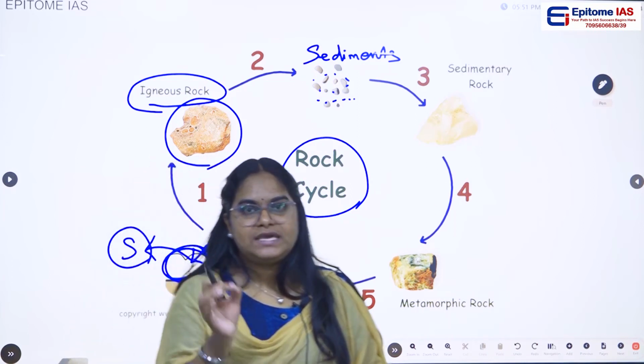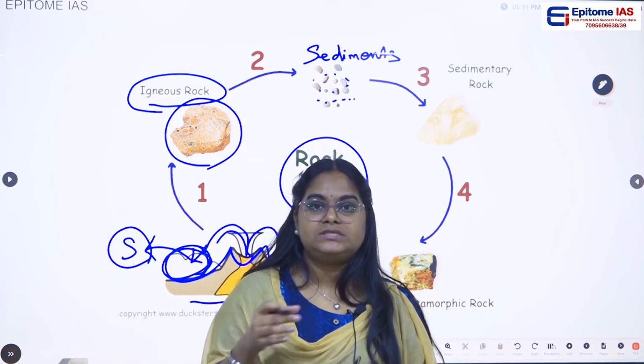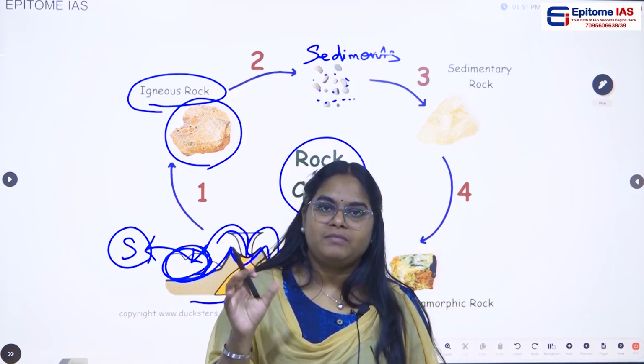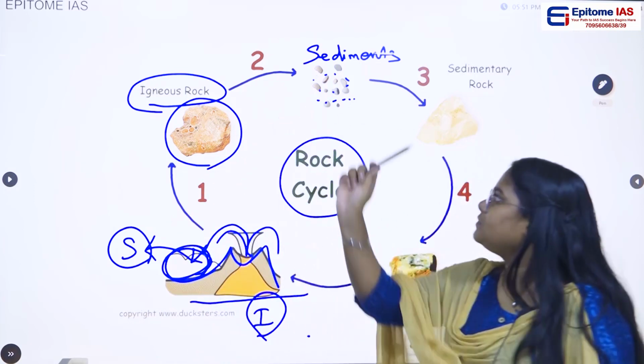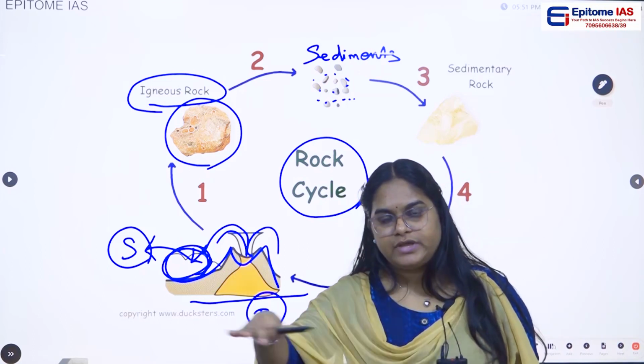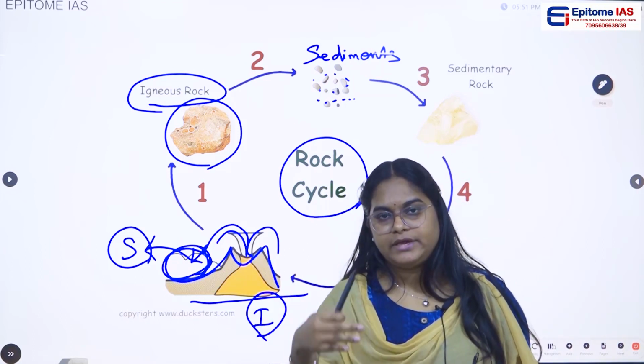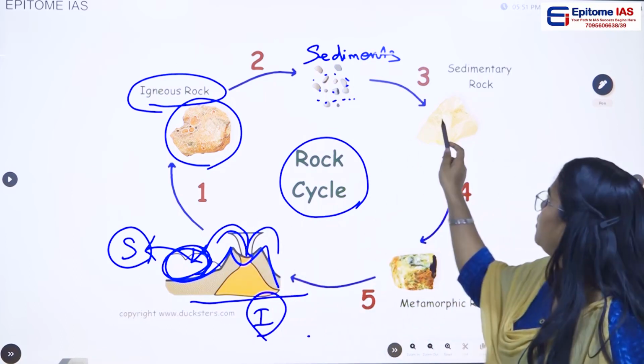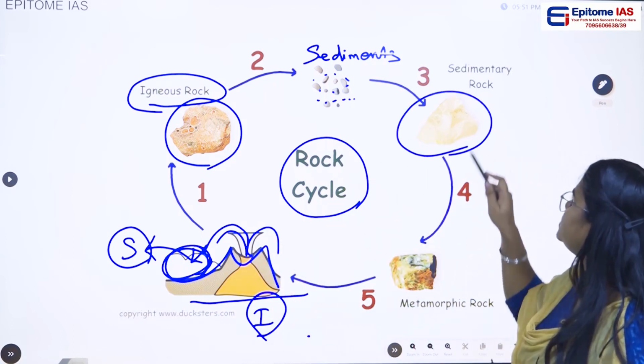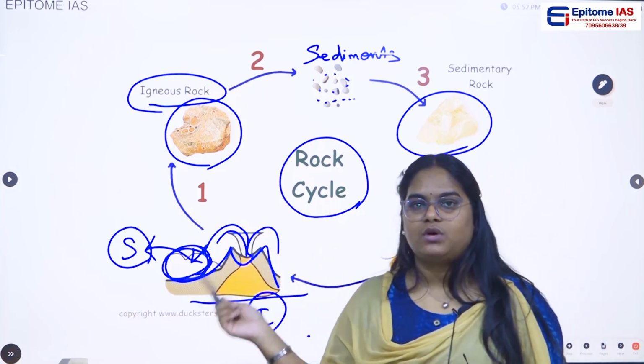The name itself says sedimentary. What it means is these sedimentary rocks are formed by the sediments. The sediments are going to fill layer by layer, layer by layer, layer by layer, year after year, and they are going to form this particular rock. And this rock is called a sedimentary rock.